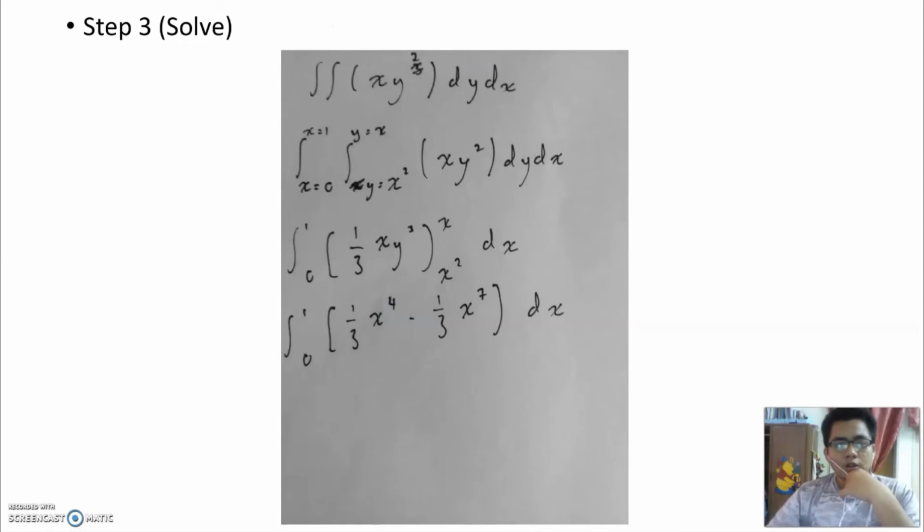For the next step, we have to integrate with respect to y. So we will get the integral of 1 over 3 xy to the power of 3, with upper limit x and lower limit x squared, dx. When we expand it, we get the integral of 1 over 3 x to the power of 4 minus 1 over 3 x to the power of 7 dx.